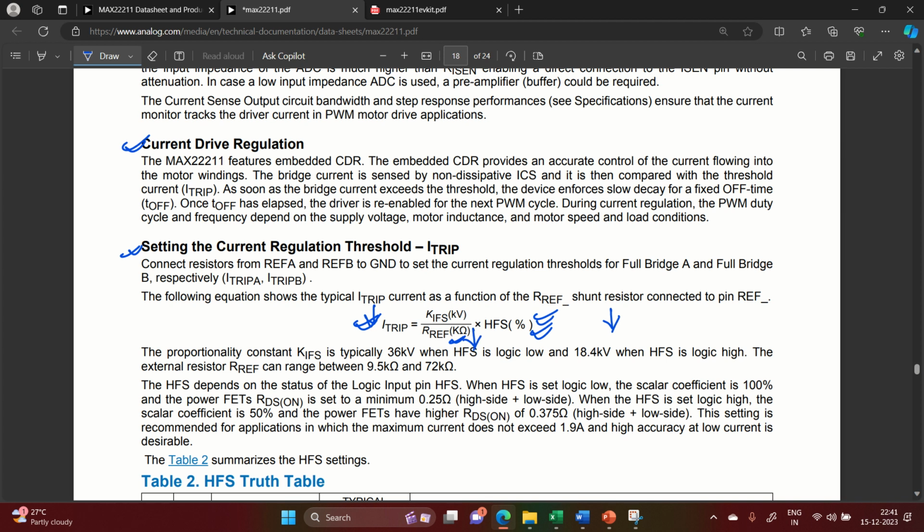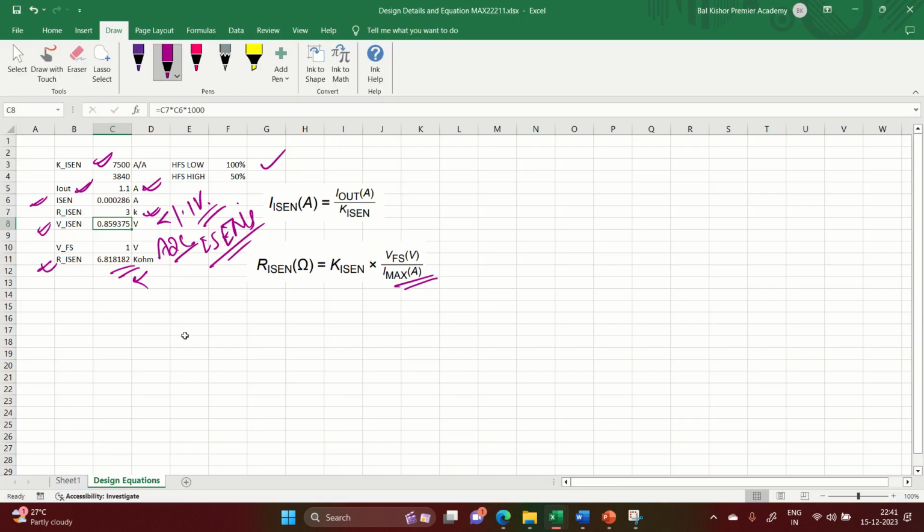If you still go ahead, let's say 51.1 kilo ohm, then your I trip value will be reduced still. So if you want, you can calculate what the I trip value would be for RREF 51.1 kilo ohm. KIFS will be 36 divided by 51 into HFS, that is a percentage, which is 100% or 50%. Got it? Let me just quickly do that.